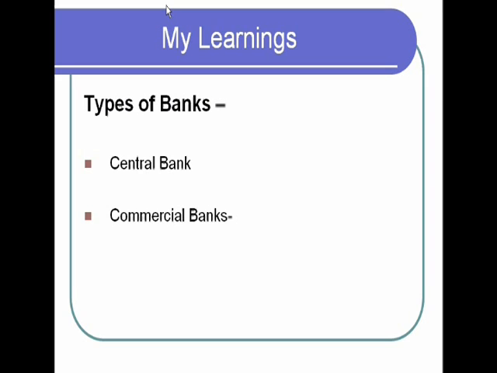Commercial banks. Commercial banks are the banks which do banking business with the aim of earning profits. They accept deposits from the public and lend them to traders, manufacturers, and businessmen. There are three types of commercial banks.